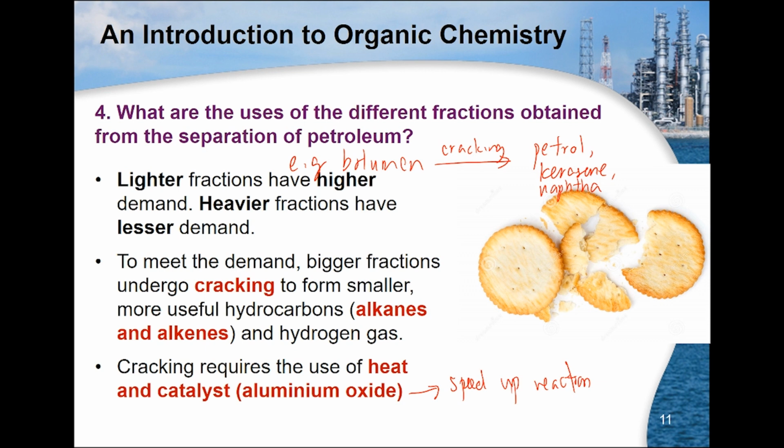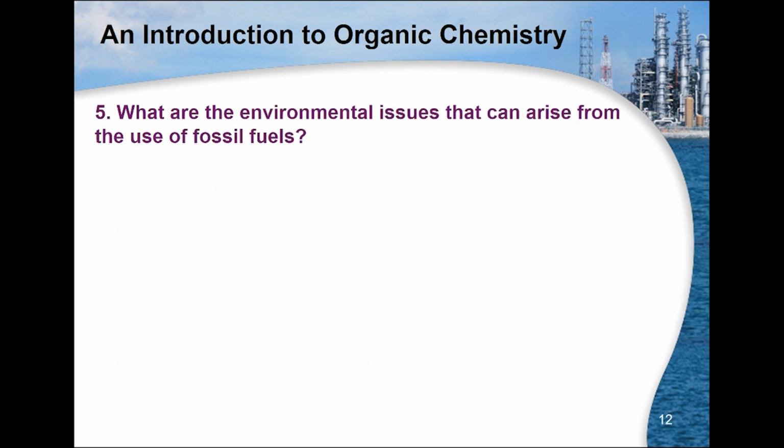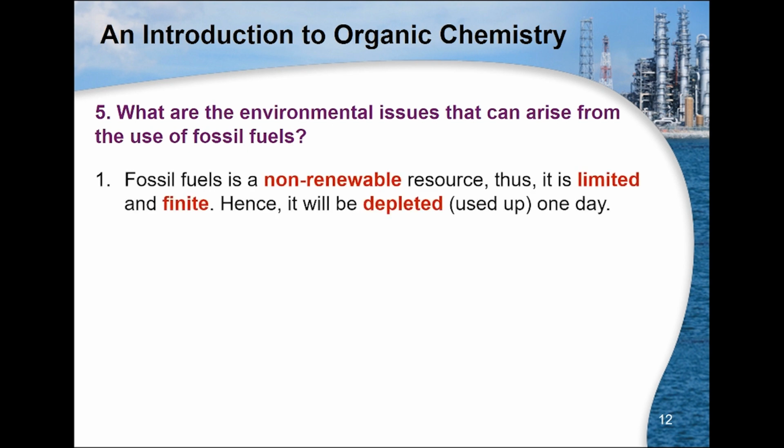Now that we have mentioned so much about how to obtain petrol and how we can even do cracking to get smaller pieces of hydrocarbons, we need to understand what exactly are the environmental issues that can arise from the use of fossil fuels. Because as you know, fossil fuel is a non-renewable resource, which means that one day it will be used up or depleted. So non-renewable resources are also what we call limited and finite resources. Finite means that they can be used up one day.